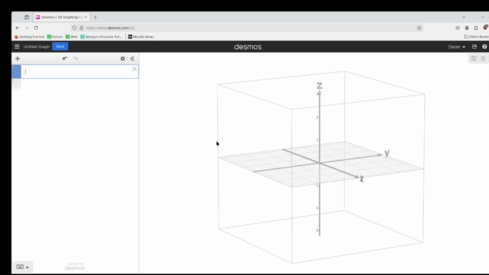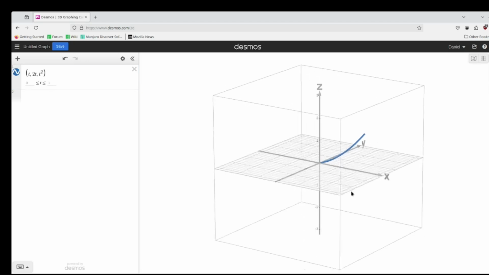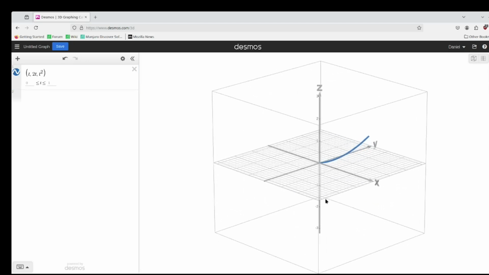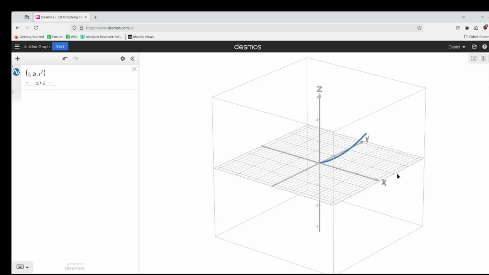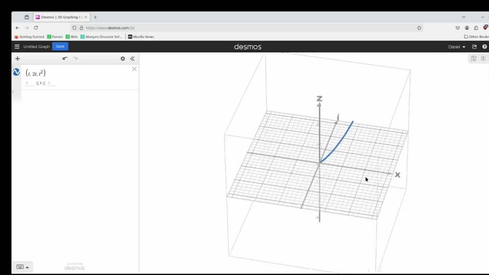And so if we had an equation, let's make up some equations. T goes in the x component. Let's make a 2t in the y component, and let's make the z component t squared. And so you can see that we have a bit of a problem going on in 3D space.